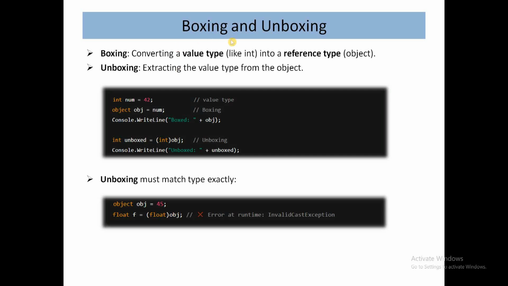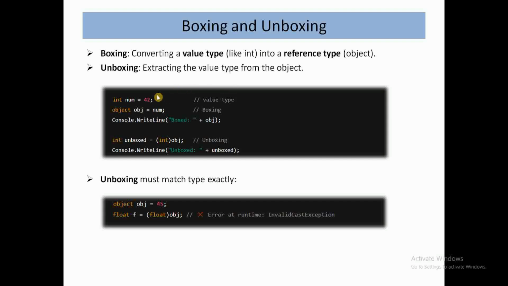Our next topic is boxing and unboxing. Boxing converts a value type to a reference type, which I already told you in my last lecture, what a value type and a reference type are. Value type is that which stores the actual value. Reference type is that which stores the reference of the value, not the actual value. Value type is int. Reference type, here we have object. And the next one is unboxing. Unboxing is the opposite of boxing. If we want to convert a reference type into a value type, that is unboxing.